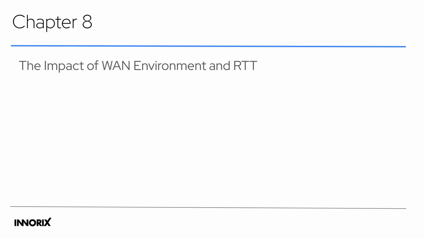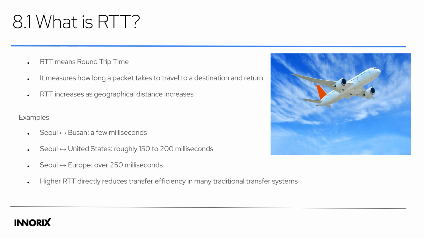We move now to Chapter 8, which explores the impact of the wide area network environment and round-trip time, or RTT, on file transfer performance. RTT means round-trip time. It measures how long a packet takes to travel to its destination and return. RTT increases with geographical distance, significantly reducing transfer efficiency in traditional systems.